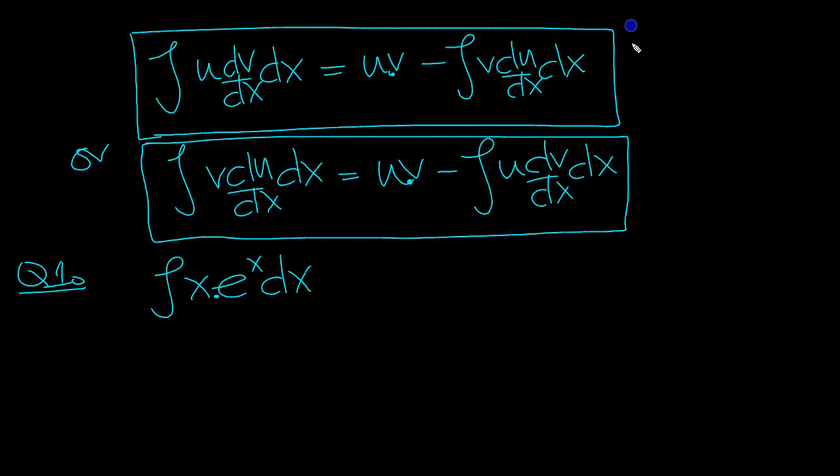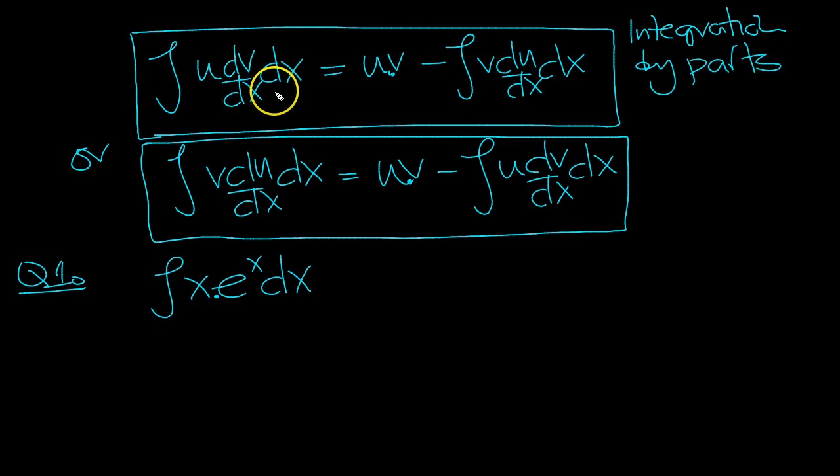Right, this is integration by parts, and here's the formula here. There's two versions of it. They're both the same thing really, just written in different ways. Here's u dv dx is uv minus the integral of v du dx. And if u was v and v was u, you'd have integral v du dx is equal to uv, or vu, same thing, minus the integral of u dv dx.